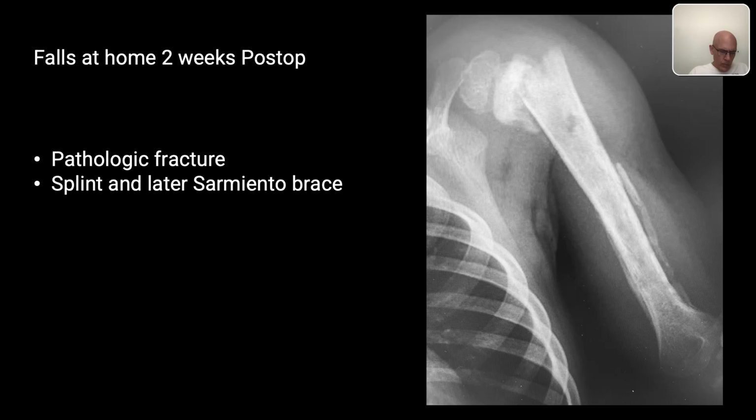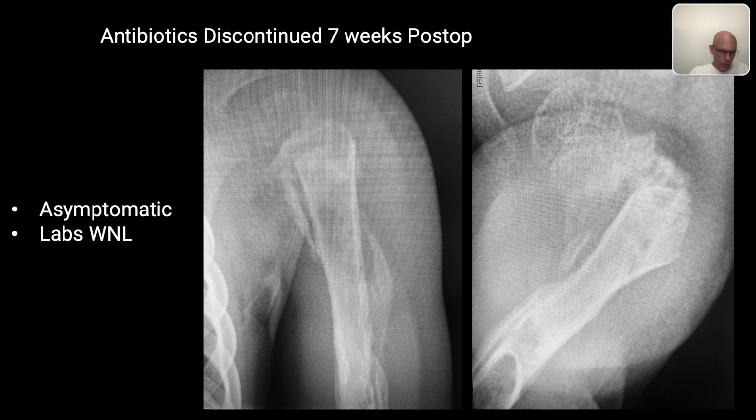Then the child fell and got a pathologic fracture and so was placed into a splint. So then time's moving forward. The radiograph shows obviously the displaced fracture, but it looks like there's some early healing present. Clearly there's involvement of an extensive area of the humerus. The fate of the physis is unclear, but the patient's doing well and the labs are normal.